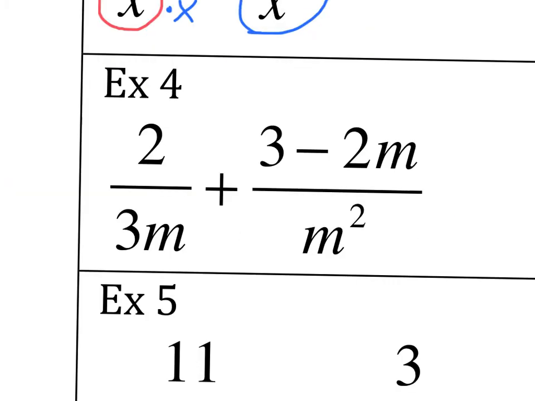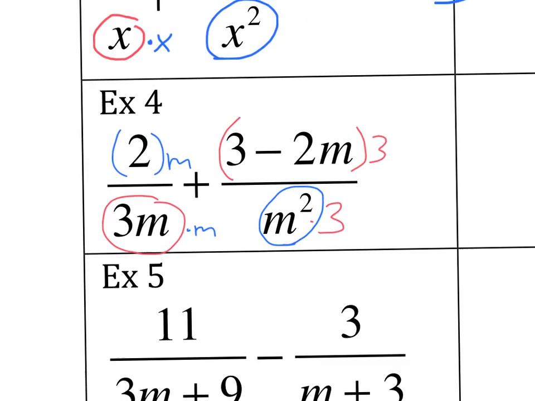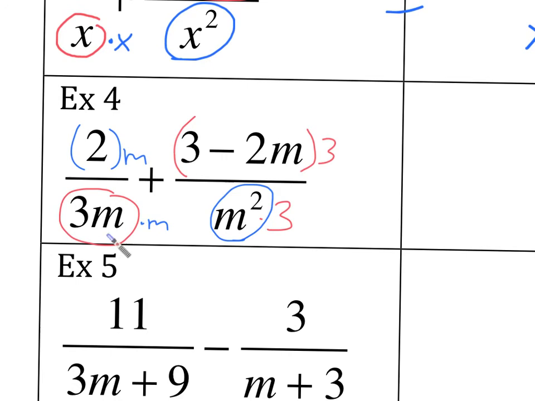So when we think about sharing, this puppy right here has a 3 to share. So I'm going to share that top and bottom. Remember that the top is a group, so I'm putting parentheses around it. Now what about the m squared? What does this have that my 3m doesn't have? It has an extra m. So multiply by m top and bottom, because m divided by m is 1, so it only changes the form, not the value. Okay, so notice what the LCD down below is.